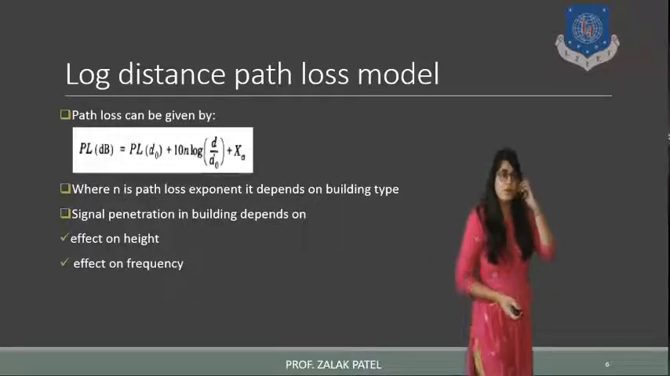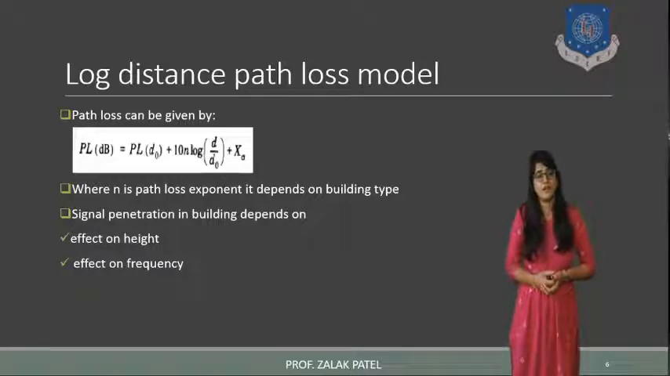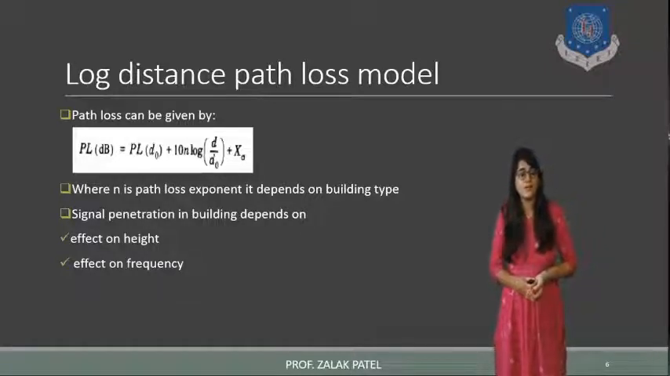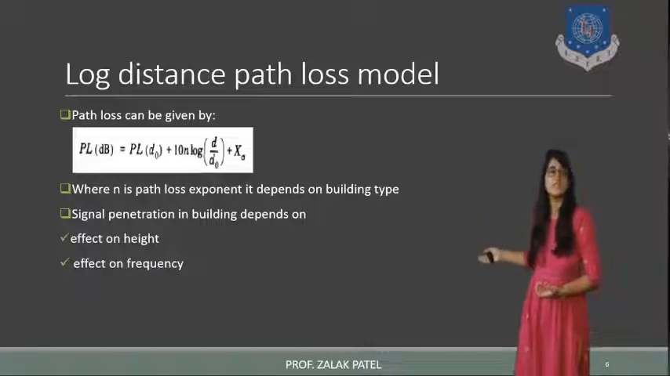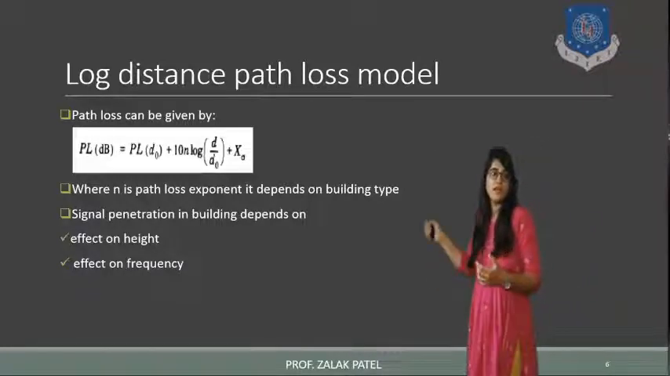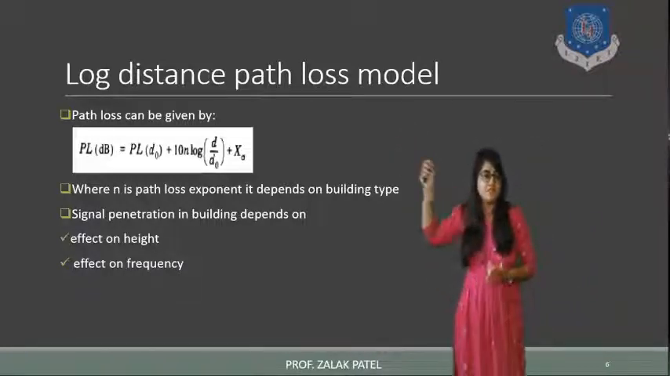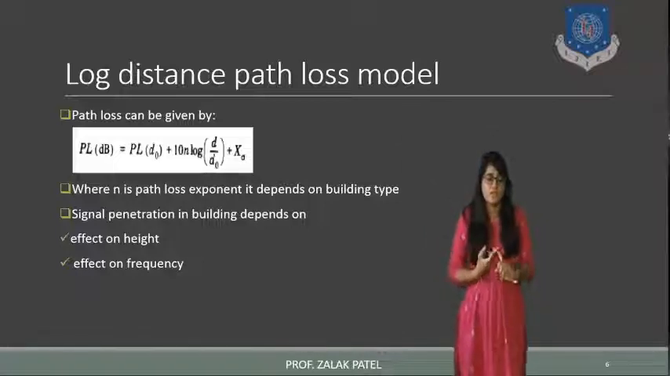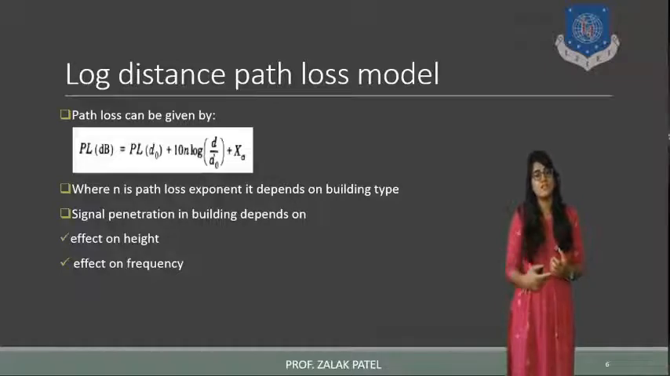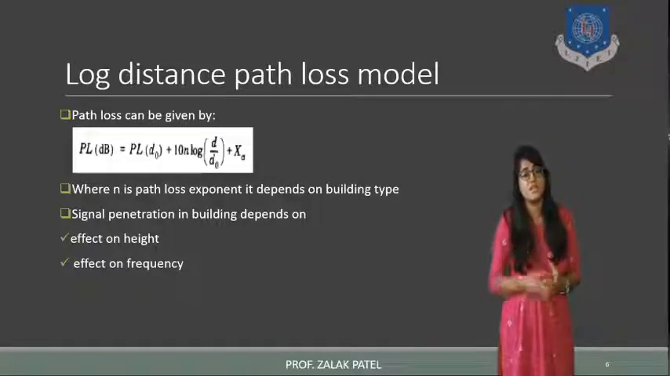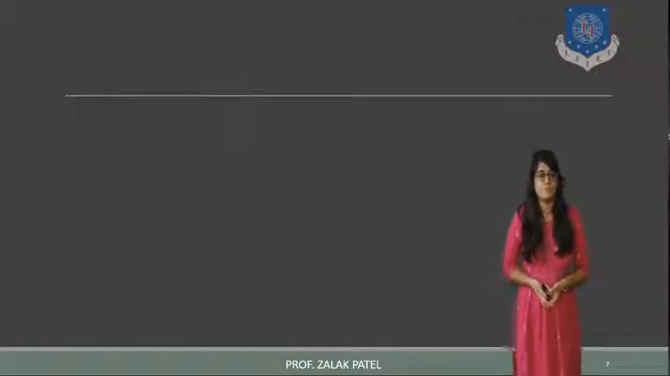So here the parameters that will affect your path loss model are the antenna height and the frequency. Because according to it, this formula will change: lambda will change by changing the frequency, and if lambda changes, obviously it will give a change in the received power.